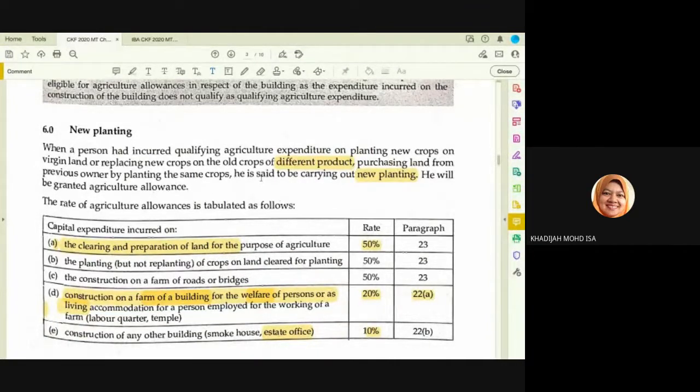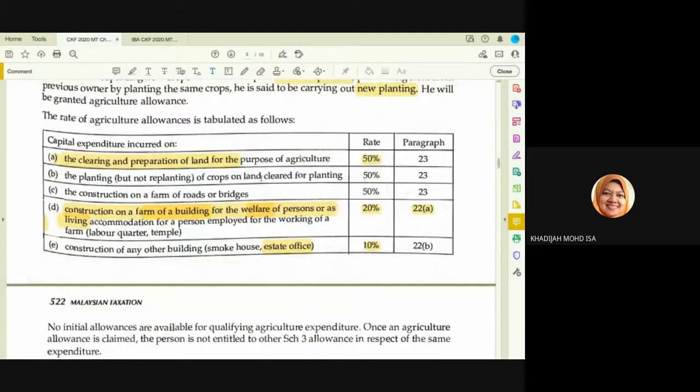And what's the rate? Here, the rate for agriculture allowance is not similar. You don't have the initial allowance; you don't have the annual allowance. You don't have initial, but this one could be annual allowance, yeah, because you are given every year. The clearing and preparation of land for the purpose of agriculture. So the first one, right, the clearing and preparation of land, the rate given is 50%.